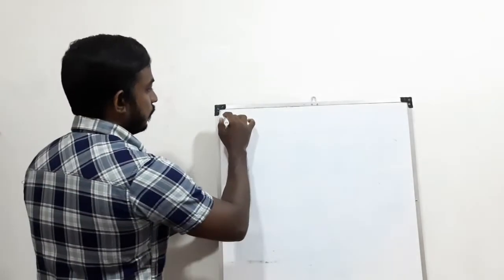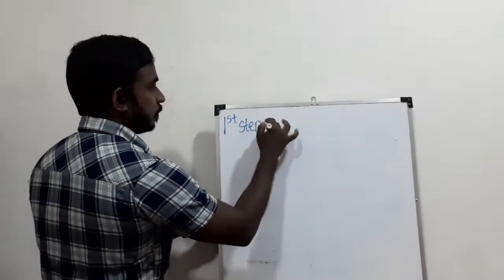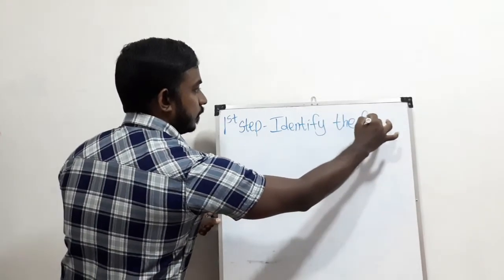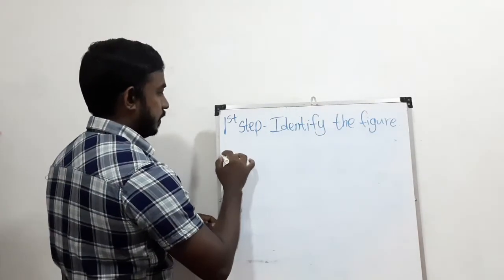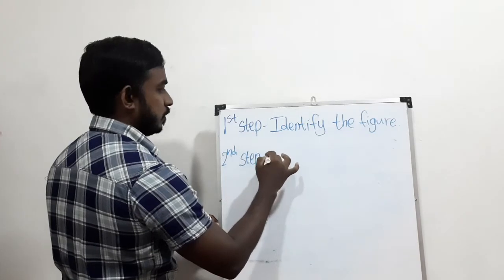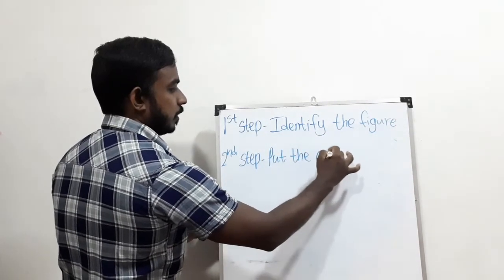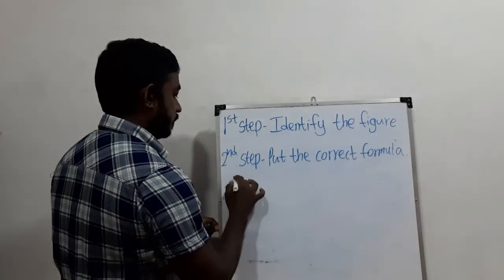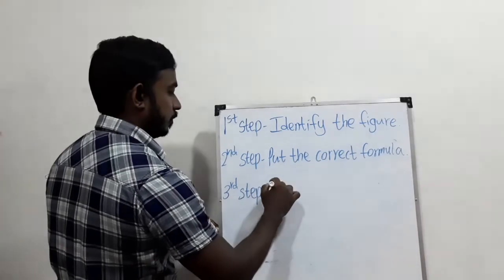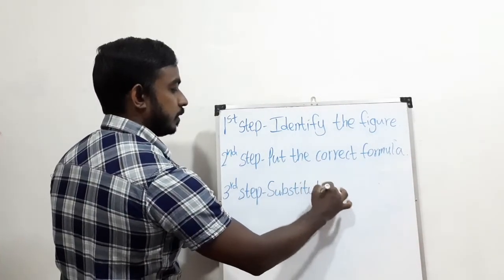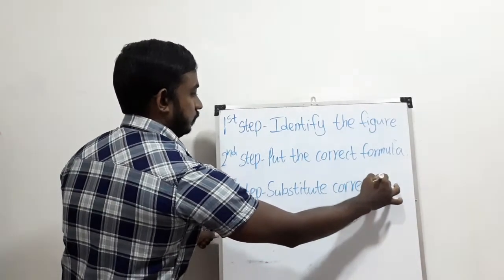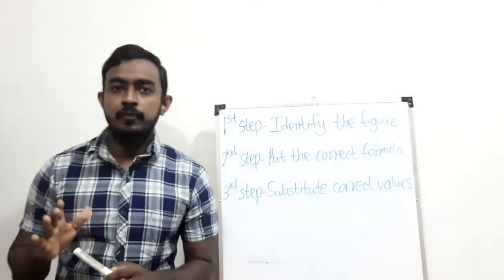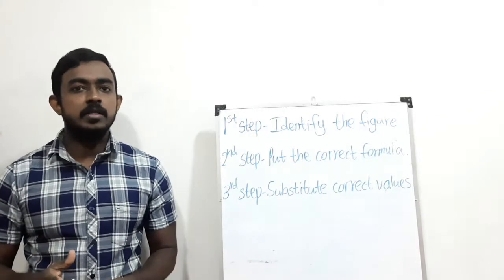The first step is to identify the figure. Second step is put the correct formula. Third step is substitute correct values. Now, if you follow these 3 steps, you can easily find out the answers for any given question.